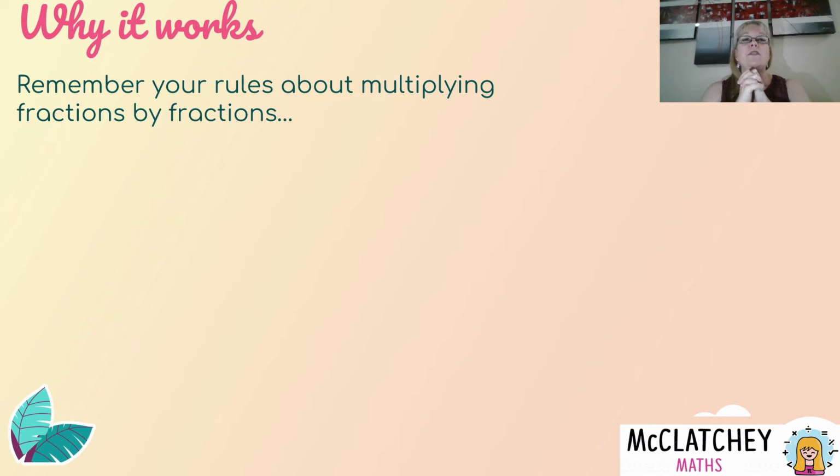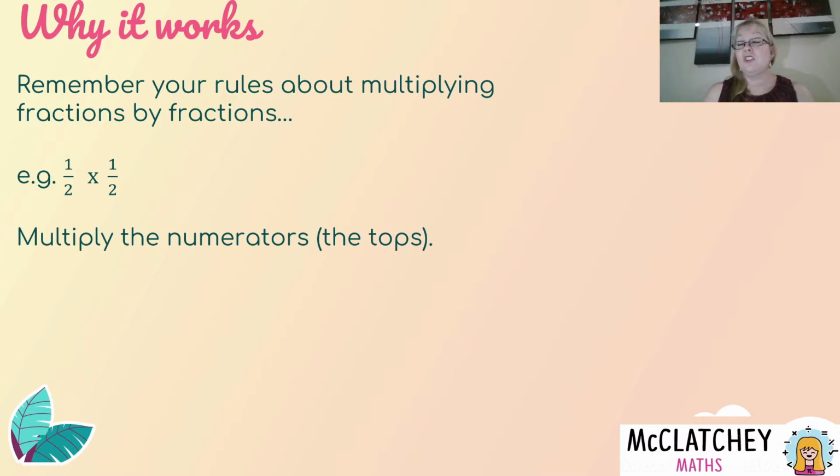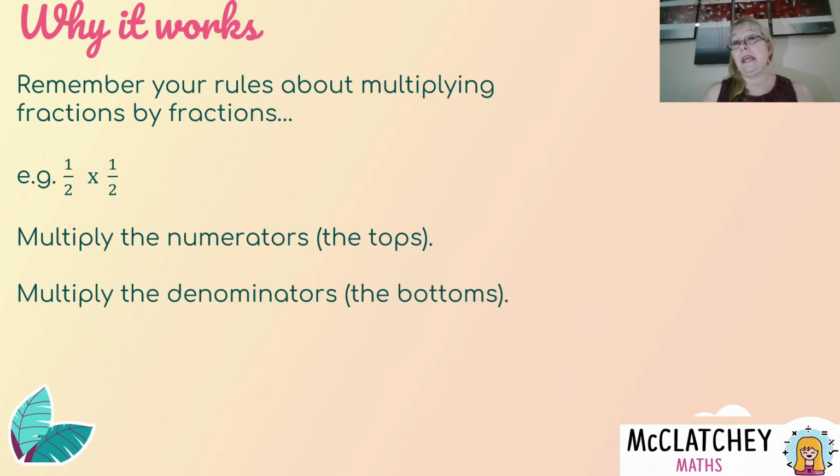So let's first of all think about our rules about how we multiply a fraction by a fraction. I'm going to do an easy one, a half multiplied by a half. Now our rule is that we multiply the numerators, that's the tops of the fractions, by each other, and then I multiply the denominators, or the bottoms of the fractions, by each other. And then, if I can, I simplify the fraction.